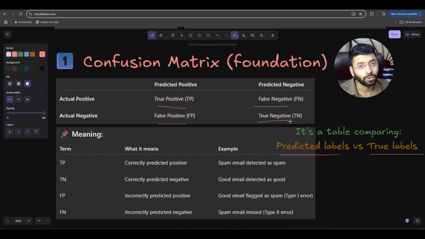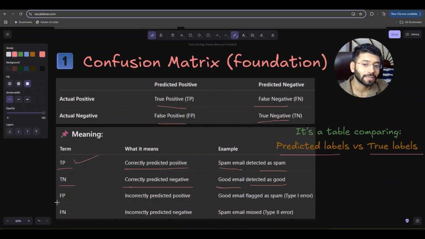So let's first try to understand all these four terms: true positive, false positive, false negative, true negative. These terms are commonly used, so we should know the actual meaning of these. Let's first talk about true positive, also called TP in short form. True positive means that we correctly predicted the positive. As an example, there was a spam email and we detected it as spam, so it was actually spam and we also detected it as spam, so it was a true positive. The next case is true negative, which means we correctly predicted negative. An email was not spam, so it was a good email, and we also said it's not spam, so it was a true negative.